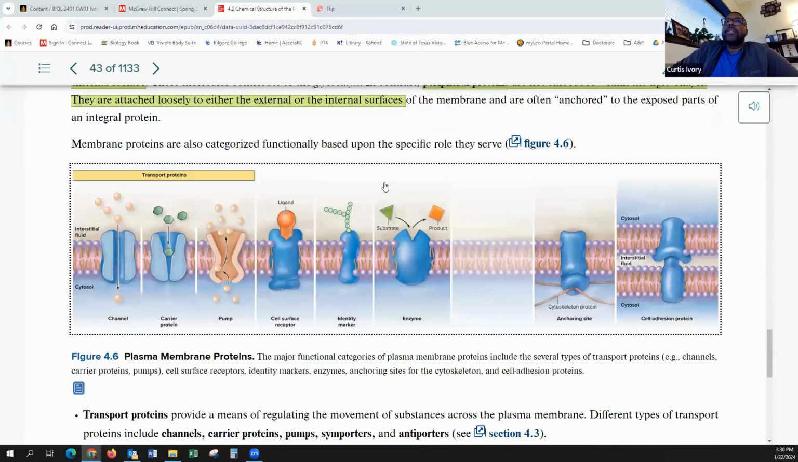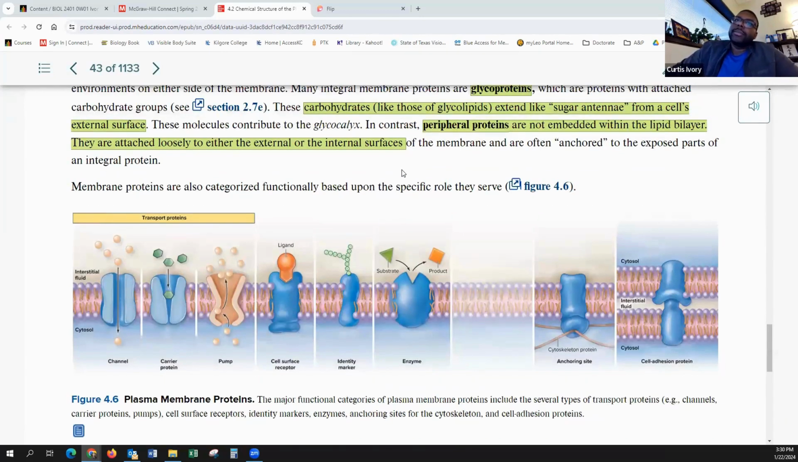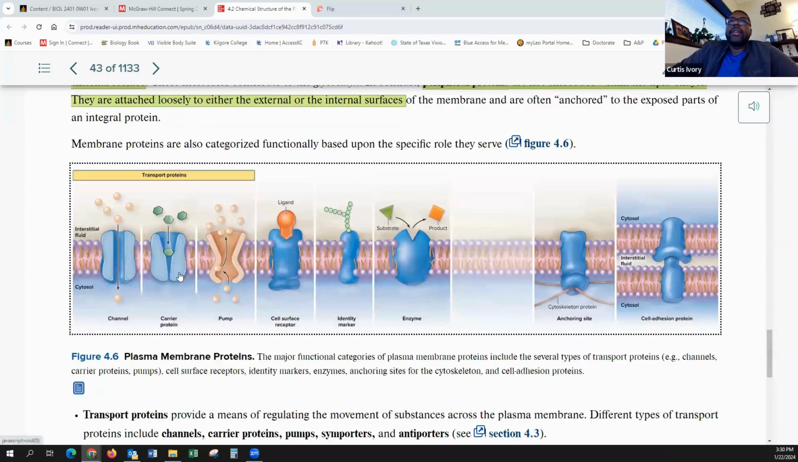So here are some different types of transport proteins. We have a channel, which we saw earlier, which allows things to pass through. We have what's called a carrier protein, which is going to essentially chaperone things through. Sometimes you'll have a pump, which is going to essentially do what you think it would. It's actually going to push things against its concentration gradient.